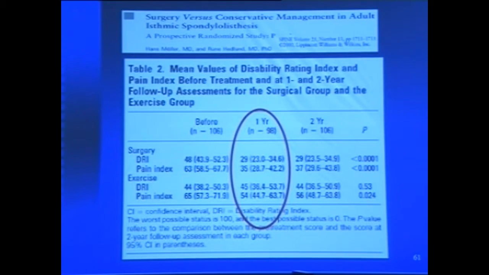If you go to the exercises or non-operative treatment, the disability index was 44 before the conservative treatment, and it changed only to 45. That too, the disability has increased, and the pain index, which was 65 before starting the conservative treatment, became 54. So there is some relief as far as the pain is concerned, but the disability remains essentially the same if we are treating these patients with exercises only.